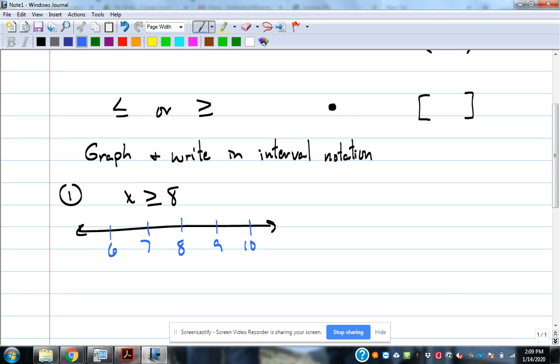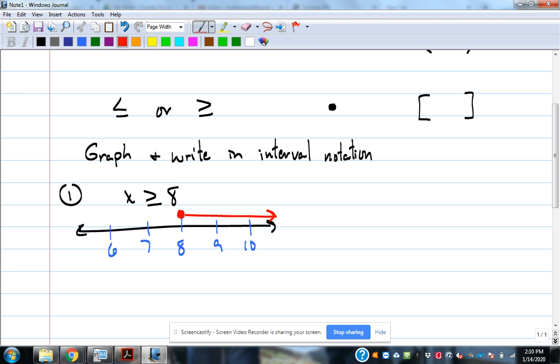And since it is greater than or equal to, what kind of dot do we put above 8? Filled in. All right, so above the 8, we're going to put a filled in dot. And what numbers are greater than 8? 9 and 10, so I'm going to go that direction. It says all the answers x are bigger than or equal to 8, so I'm going to go to the right.